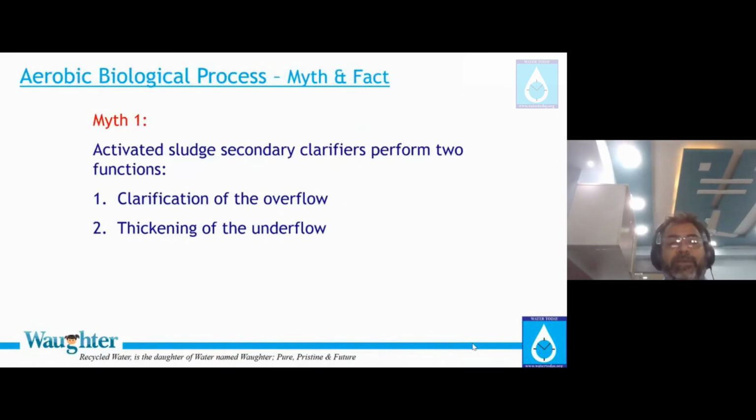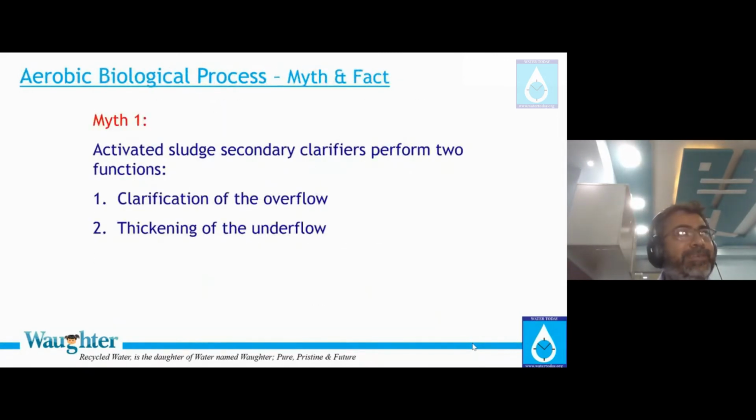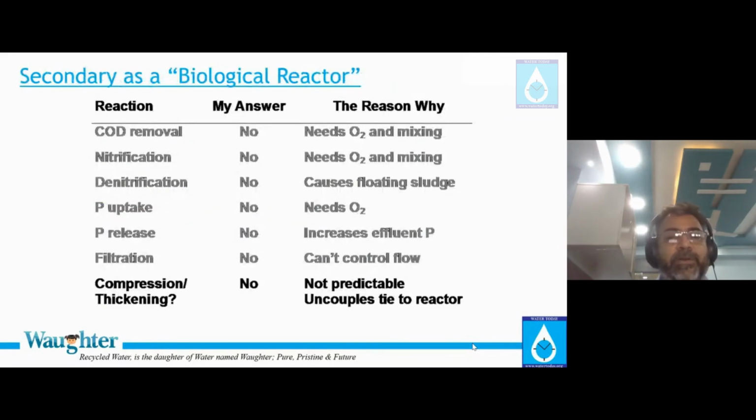Myth 1: activated sludge secondary clarifier performs two functions. One, clarification of the overflow, and two, thickening of the underflow. It's absolutely wrong. It is only meant for clarification of the overflow, because you can't do thickening, since at a very high speed you would have the MLSS going out of the system. Similarly, there are so many myths and facts.